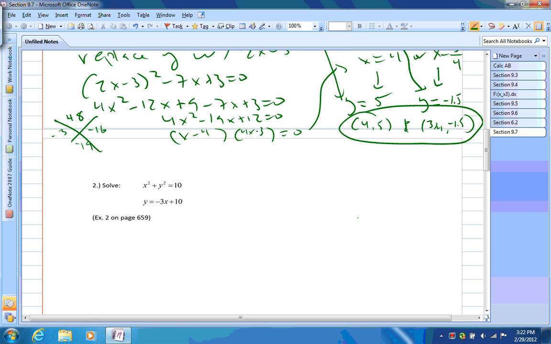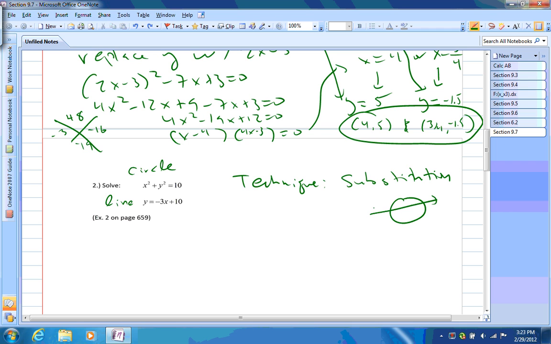Okay, number 2. So you might want to pause the video, but think about what technique would you use to solve this system. If you said substitution, congratulations. Substitution would be the best way to go here. Substitution. There we go. Forgot how to spell. So, if you think about here, we got a line, and here we got a circle. So, we could have 2 points of intersection. We could have 1 or none. Those are the 3 situations we could have.